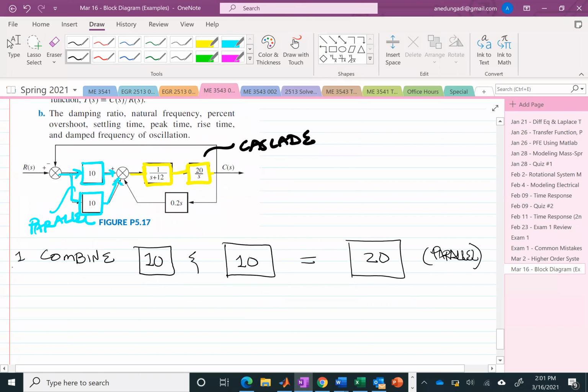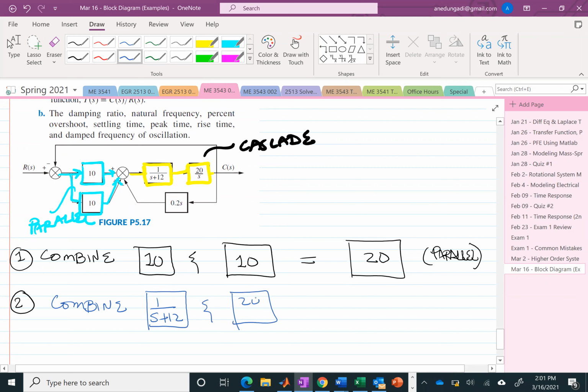And step 1, step 2, let me use a different color. Combine 1 over s plus 12 and 20 over s. That's going to be 20 divided by s multiplied by s plus 12. That's cascade. Okay, so far so good.